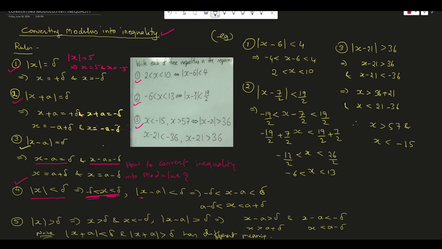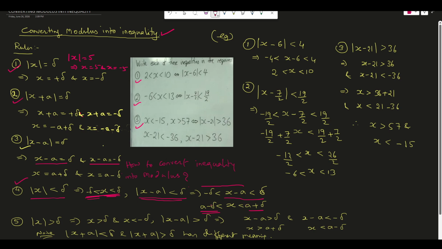Same way, if you have modulus of x minus a less than delta, then that will mean x minus a, the whole thing inside this modulus sign, between these two parallel lines, is less than delta, and x minus a will be greater than minus delta. That is the meaning. Or combinedly, you can write this as x is less than a plus delta, and x is greater than a minus delta. This is the meaning of it.